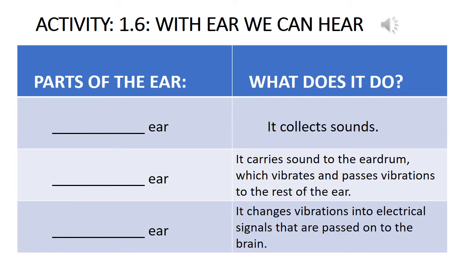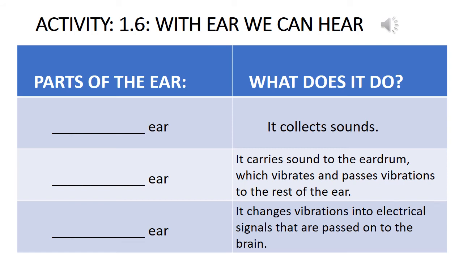Activity 1.6 With ear, we can hear. The functions of the various parts of a human ear are described in the table below. Identify each part by filling in the blanks with the words outer, inner, and middle. The outer ear is also known as the external ear, and the middle ear consists of the ear canal and eardrum. Okay, now on this page there's a table given below.